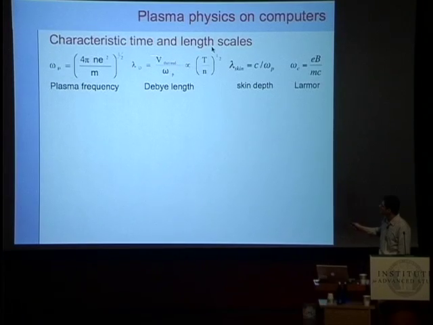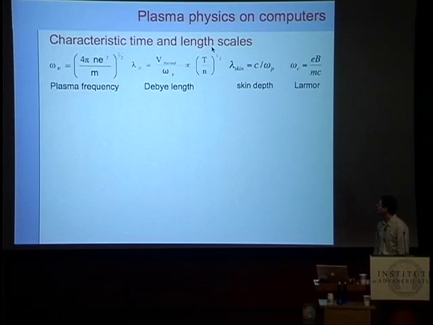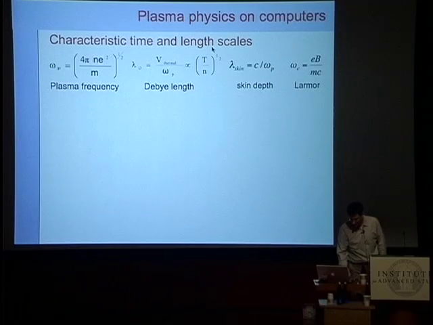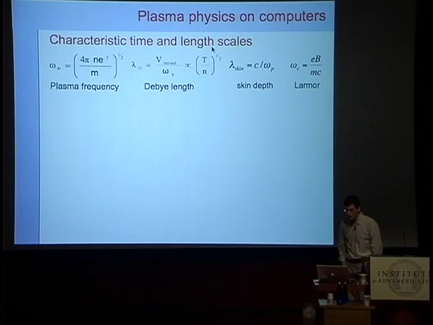plasma oscillation is this length scale, which is called the Debye length, which is the ratio of the thermal velocity divided by the plasma frequency. So effectively, what this length does for you, it describes on which scales charges can screen each other.